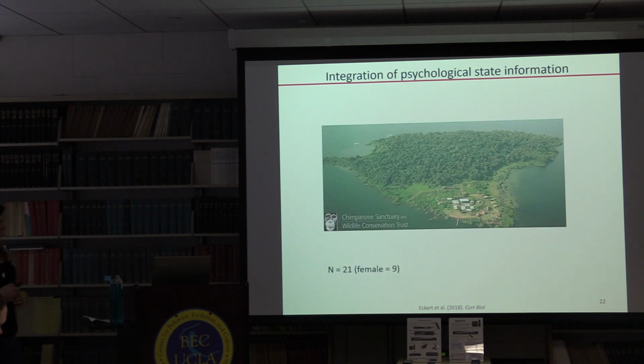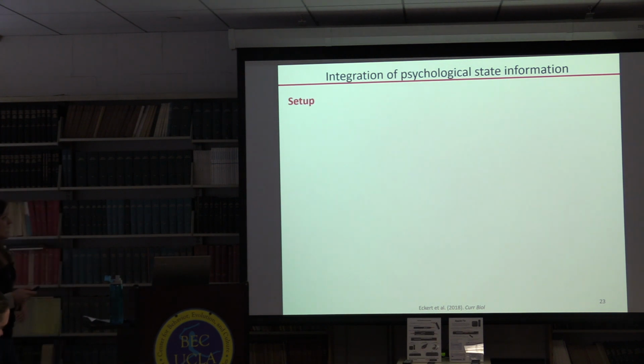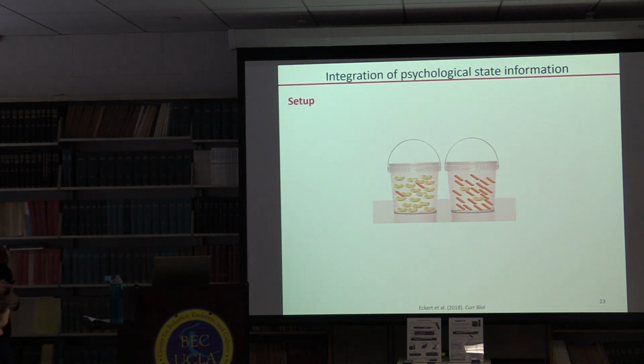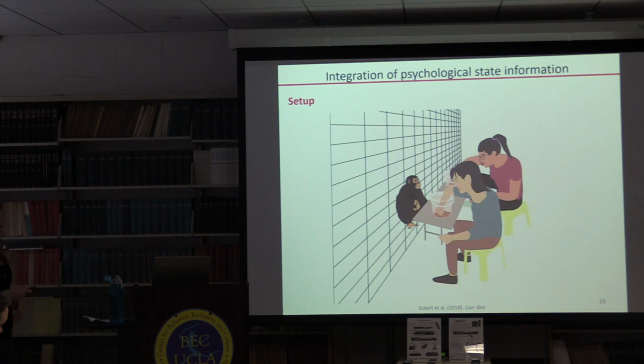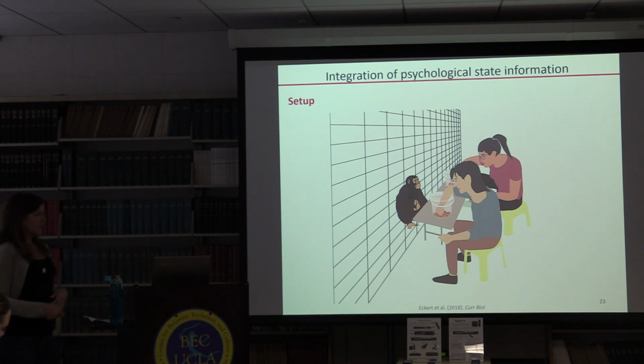So to test this, I again went to Ngamba Island, where I tested 21 individuals in 3 different experiments. The setup was again quite similar as before, but this time I had 2 experimenters, namely my colleague Johanna and myself, and throughout each experiment, each of us would always sample out of just one of the 2 buckets.